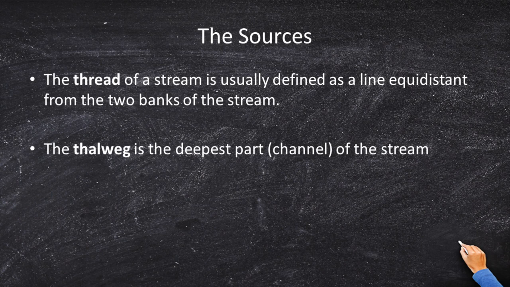But now we come to the center of the river. And as you saw before, we had two options, the medial line and the thalweg. The medial line, otherwise known as the thread of a stream, is usually defined as a line equidistant from the two banks of the stream. On the other hand, the thalweg is the deepest part channel of the stream. So am I going to use the channel or am I going to use the thread or medial line? Based on this, I think I'm going to use the thread.